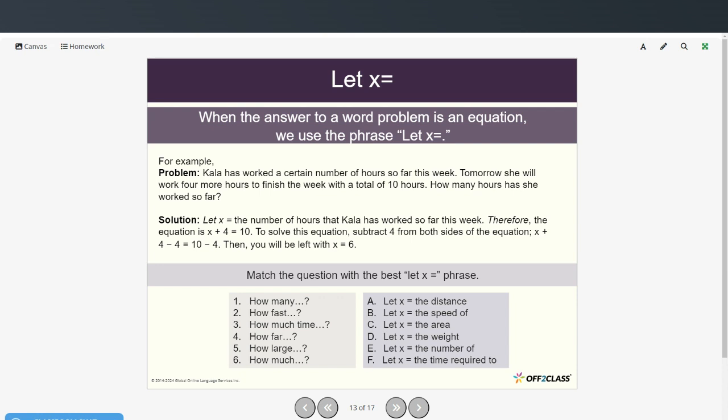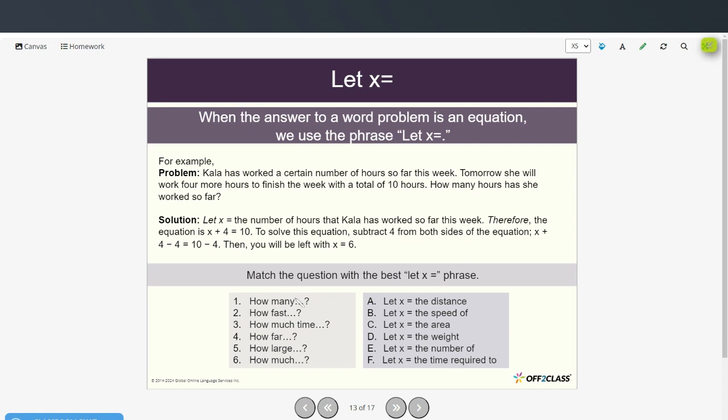Therefore, the equation is x plus 4 equals 10. To solve this equation, subtract 4 from both sides of the equation. X plus 4 minus 4 equals 10 minus 4. Then you will be left with x equals 6. So now, match the question with the best let x equal phrase.